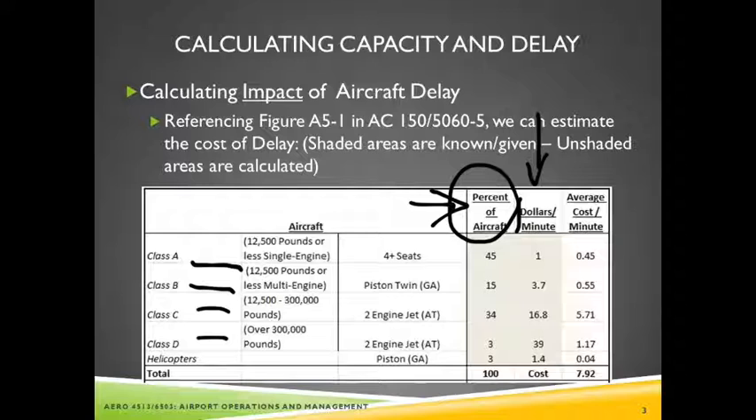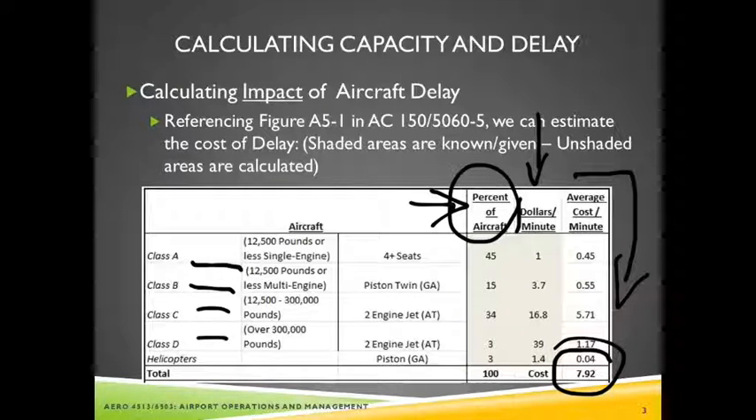Now, adding the column, once we find the average cost per minute for each aircraft type, we can add that column down and we generate a total average cost per minute for the aircraft mix that will be operating at our airport. So what this means is that in our scenario, given our particular airport's configuration, fleet mix, capacity, every minute of delay costs someone $7.92. So what does that mean? How do we translate that into real life?